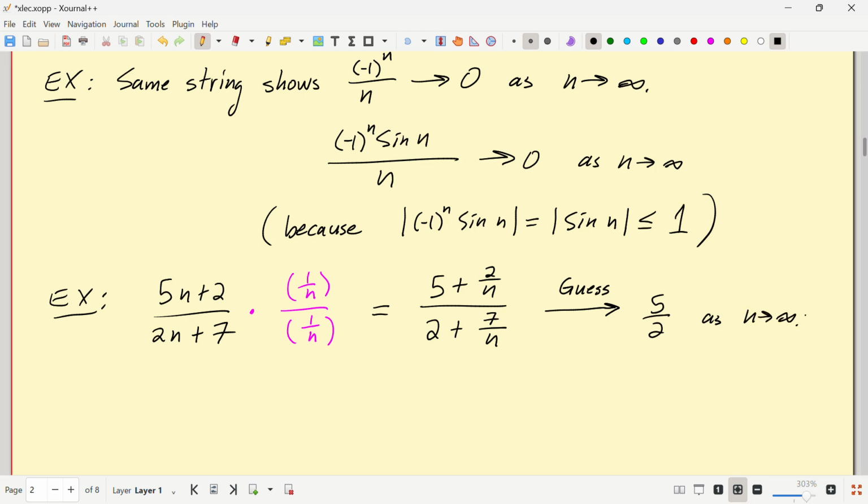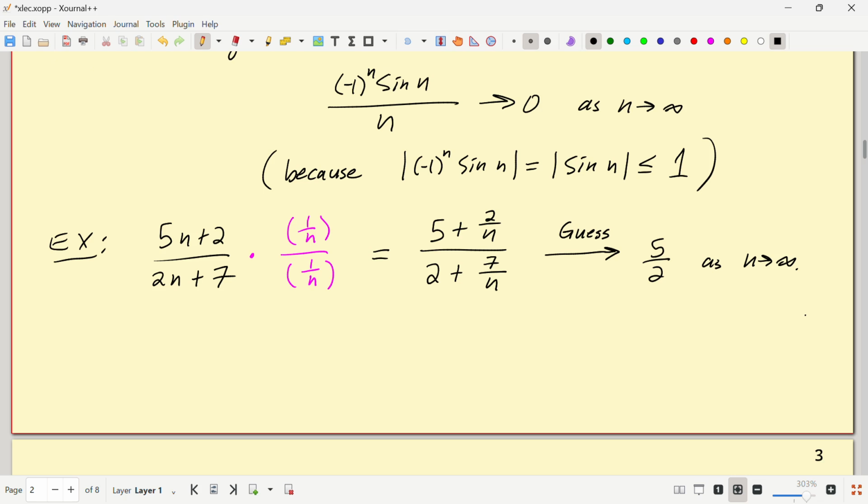And in freshman calculus, you were allowed to think like that. But now I'm going to do the let epsilon be bigger than 0 thing and demonstrate that my guess is correct. Then let's see, I have 5n plus 2 over 2n plus 7 minus 5/2. I want that to be less than epsilon.